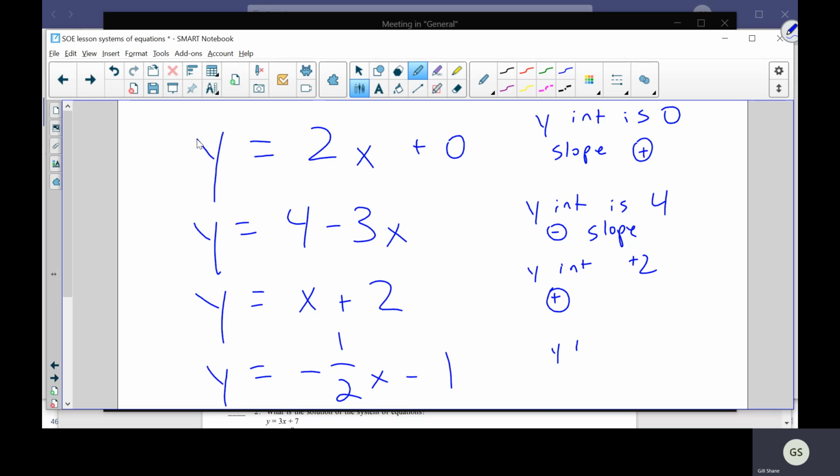So y-intercept, and I'm going to actually do that in a second. Negative 1, what's the slope? Positive or negative? It is negative. There's a negative sign in front of the slope, so it's negative. Again, that's not rocket science. I mean, it really shouldn't be that difficult if you're truly trying right now.